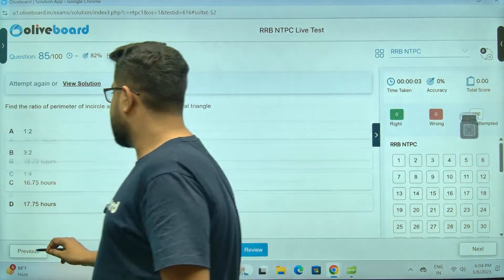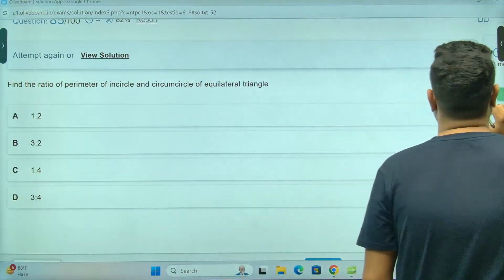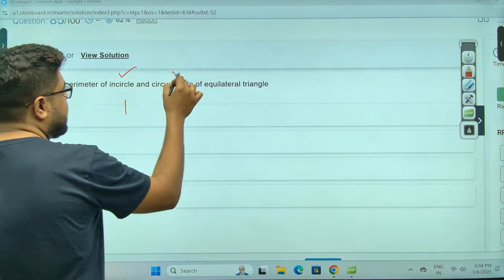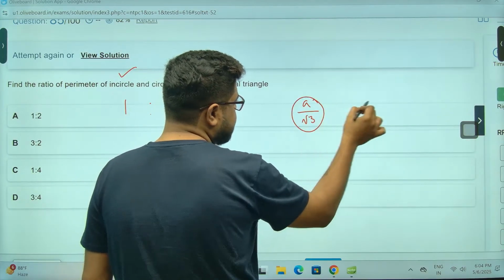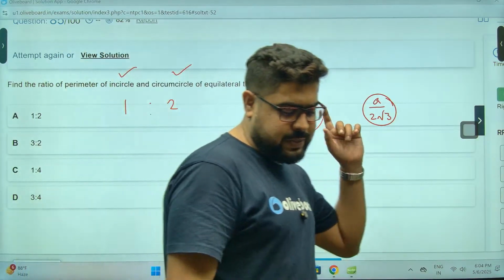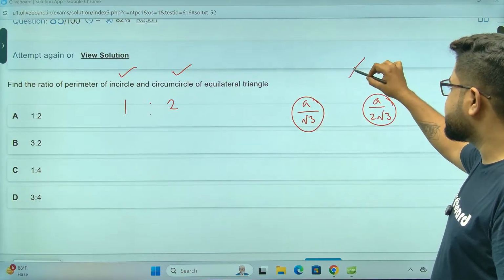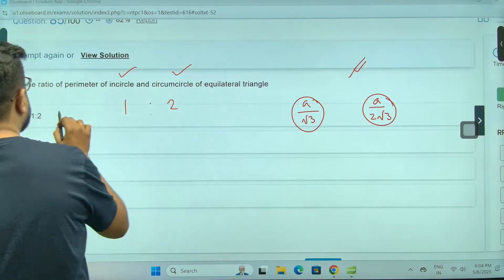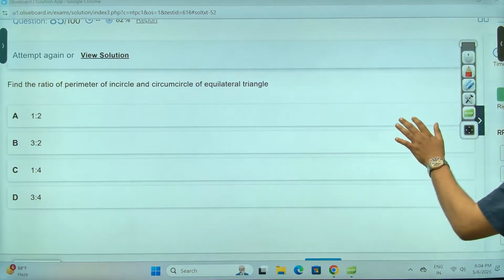Ratio of perimeter in a circle is nothing but the ratio of the radius. So ratio of radius in circle is 1 part, circumcircle is 2 parts. We all know, because the circumcircle radius is a by root 3, and the incircle radius is a by 2 root 3. In the basic geometry series that I'm running on this channel, we are going to do these things, very special things. So 1:2 will be the answer for perimeter as well.